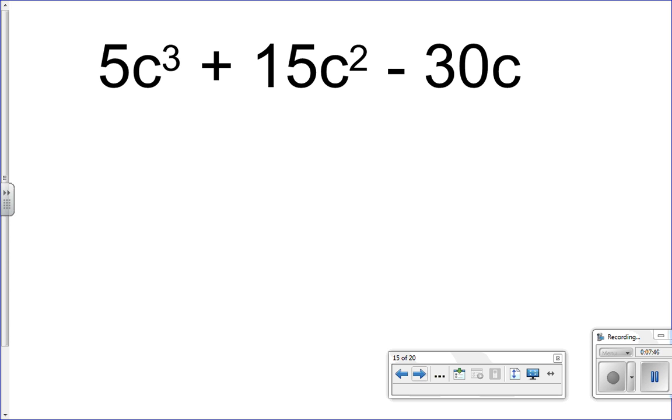Try this one. The greatest common factor of 5c cubed plus 15c squared minus 30c is going to just be 5c.